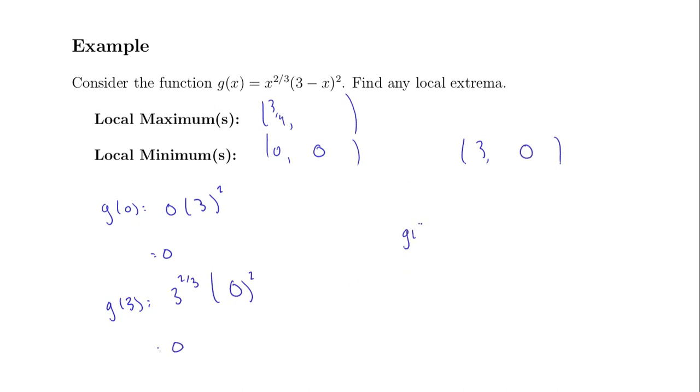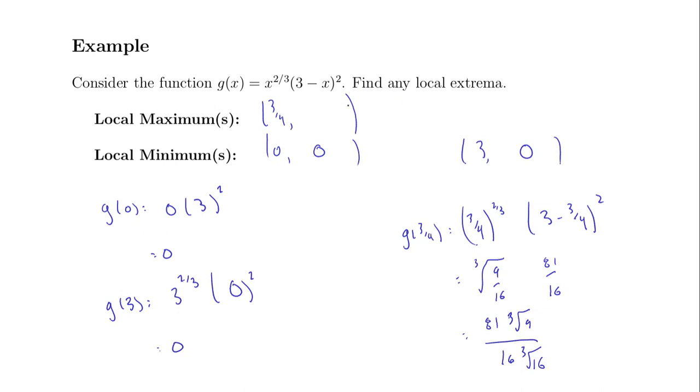And then G of 3/4, that one's going to be kind of annoying to find. That's 3/4 to the 2/3 times 3 minus 3/4 squared. 3/4 to the 2/3 is really 3/4 squared under a cube root, so that's going to be the cube root of 9 over 16. And then 3 minus 3/4 is going to be 9/4, I think. Is that right? And then if we square that, that's going to be 81/16. So I think this is what we had before: 81/16 times the cube root of 9/16. I have no idea what that y value is, but that's what it is.